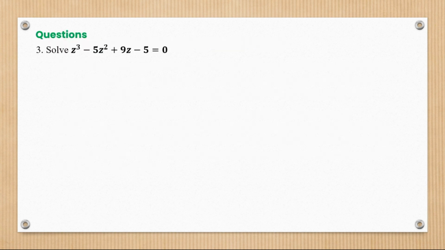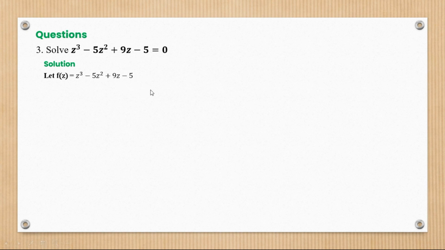Alright, so let's deal with this cubic equation. We're being asked to solve z cubed minus 5z squared plus 9z minus 5 is equal to 0. So let's solve that. To solve this, we'll first have to find different factors that may work in this cubic equation. So how do we do that? We're going to first let f(z) be equal to z cubed minus 5z squared plus 9z minus 5. We need to find a value or a number that can make this value 0.